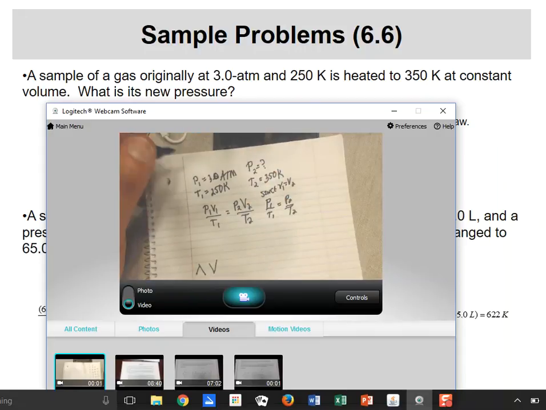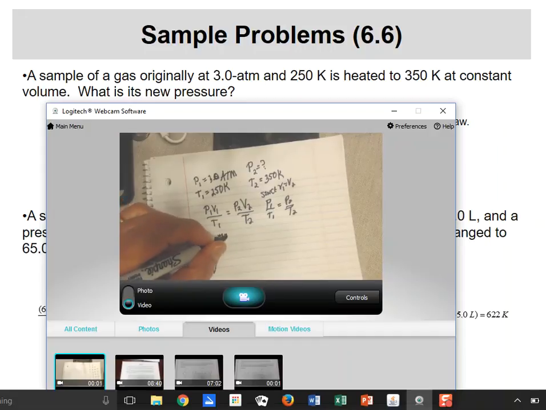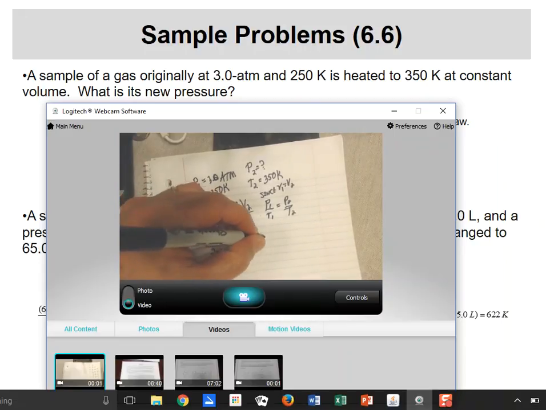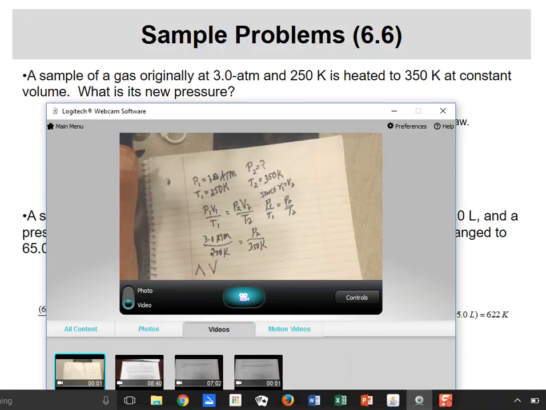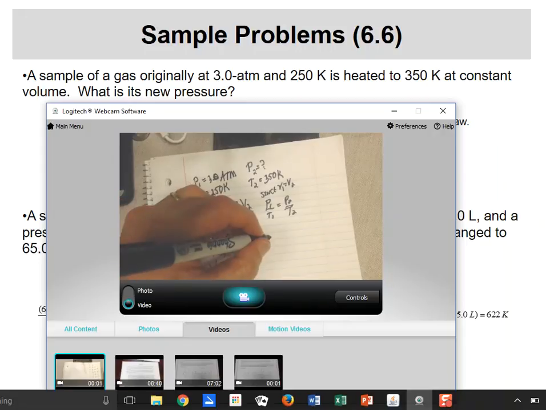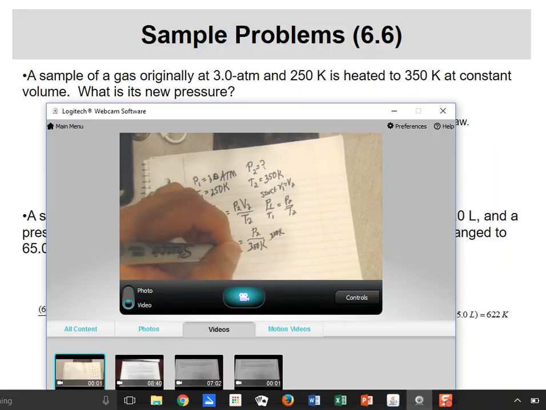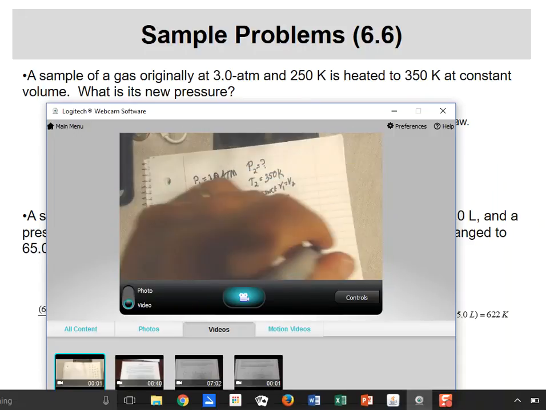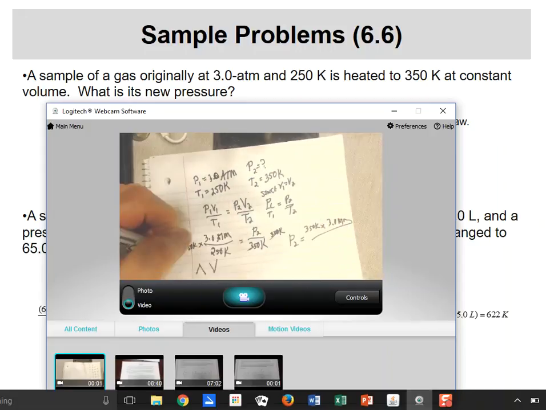And all I have to do is go back in and put in my numbers. So over here I know this is 3 atmospheres is my P1. My T1 is 250 Kelvin. That equals my P2, which I don't know, that's what I'm trying to find, divided by 350 Kelvin. So what I have to do is solve this to figure out what my P2 is. One of the quickest ways is to multiply both sides by 350 Kelvin, it's going to cancel out here, and it tells me P2 is equal to 350 Kelvin times 3 atmospheres divided by 250 Kelvin. Voila, and there comes your answer.